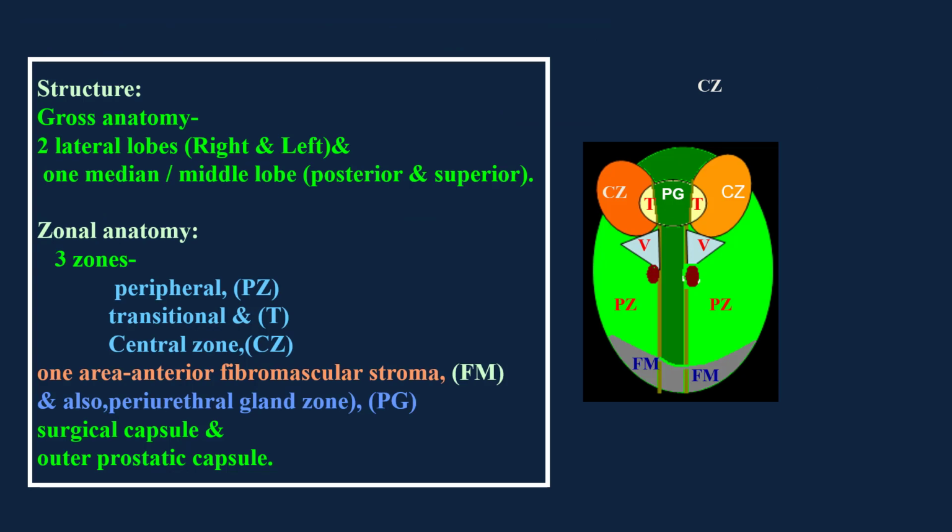The structure has two lateral lobes, right and left, and one median or medial lobe. There are three zones: the peripheral zone, transitional zone, and central zone.